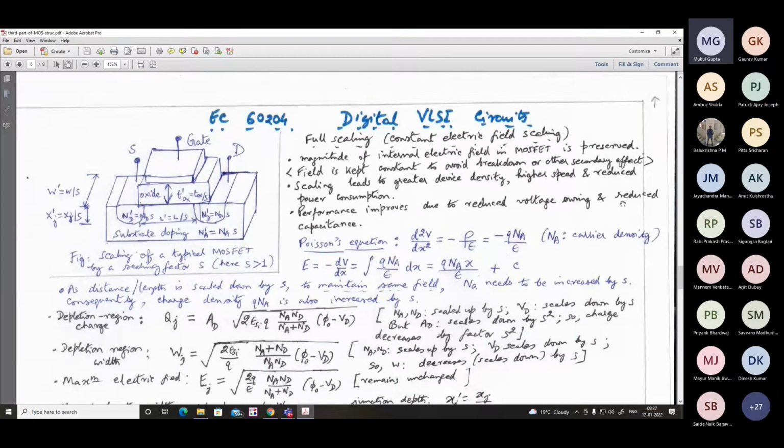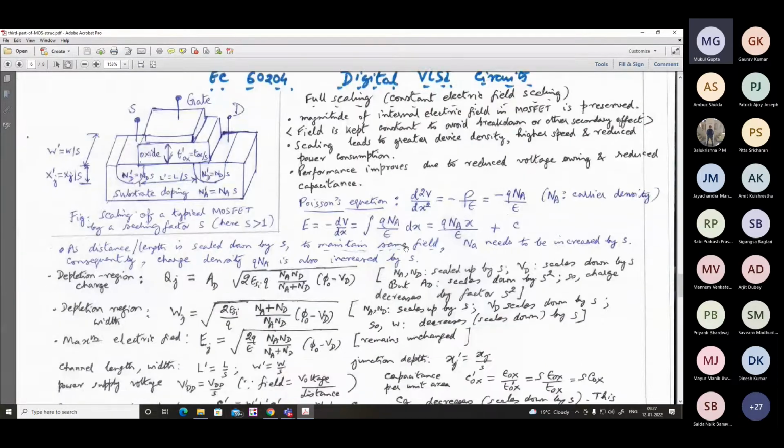Now, normally we start with the basic Poisson equation: d2V by dx2 equals minus rho by epsilon, where rho is the volume charge density. You multiply with the electronic charge q and Na, where Na is the ions per unit cubic centimeter, cubic micrometer, whatever.